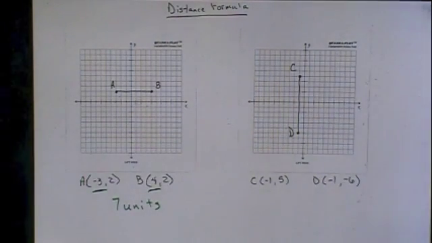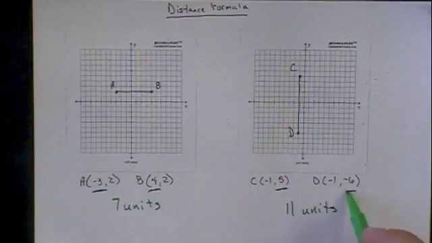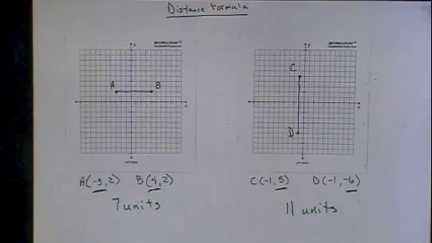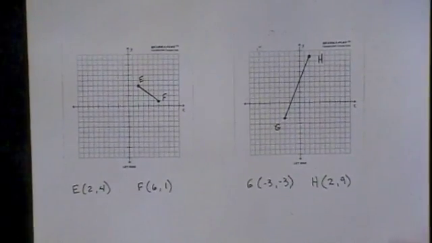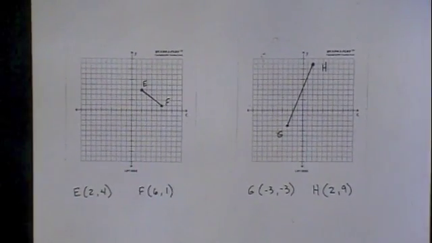Segment CD is a vertical segment, and again, we can count that off pretty easily and find that it is 11 units. Now we're looking at the y values and what's going on there. If we look at these other two examples, segment EF and segment GH, now it's not just a matter of counting squares to figure out the length of those segments.